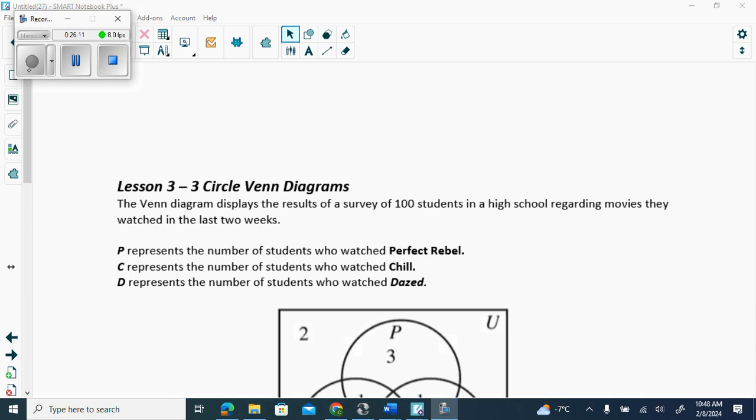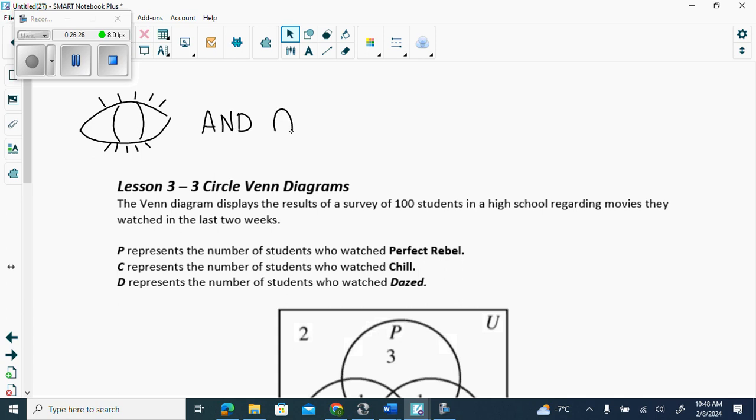Just like with 2 circle Venn diagrams, that's a terrible eyeball. The eyeball shape is still what? What does it represent? And, intersection, symbol.